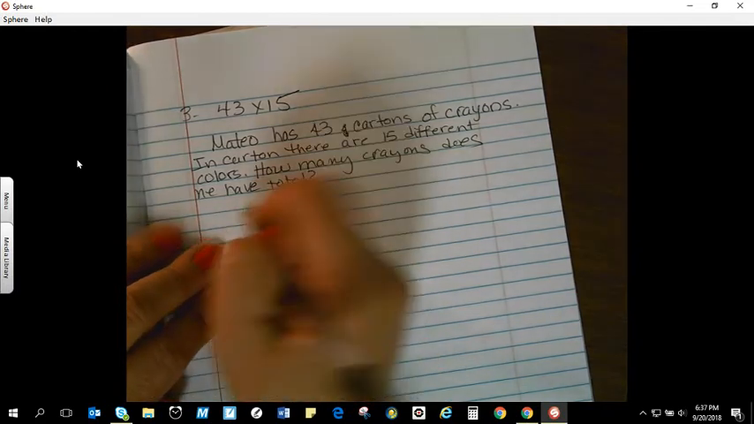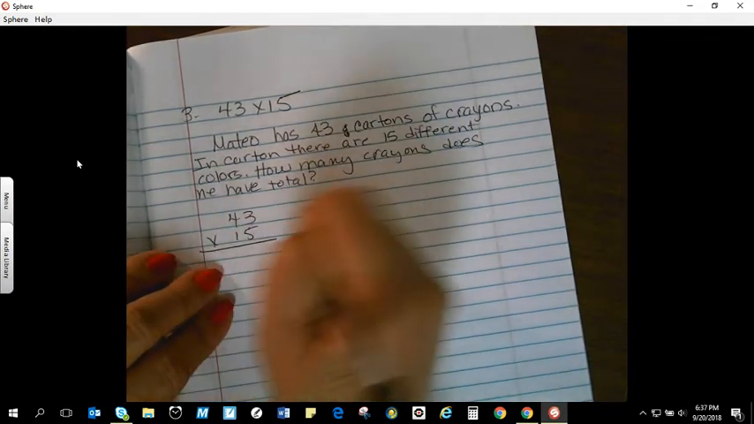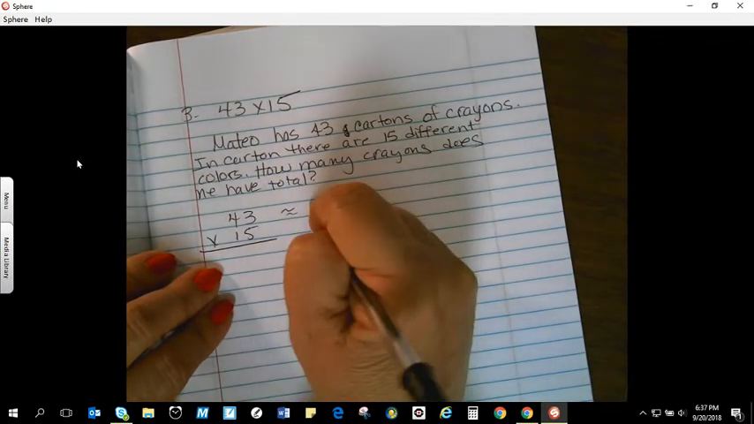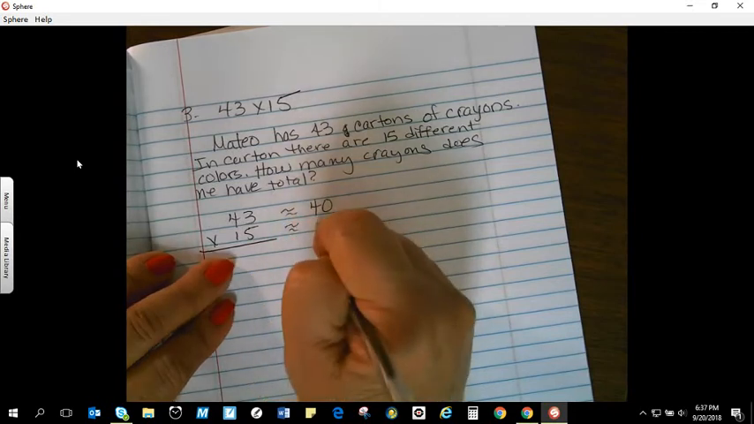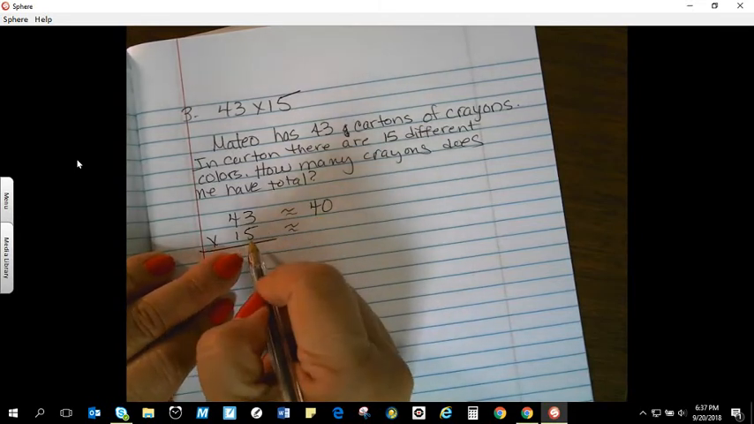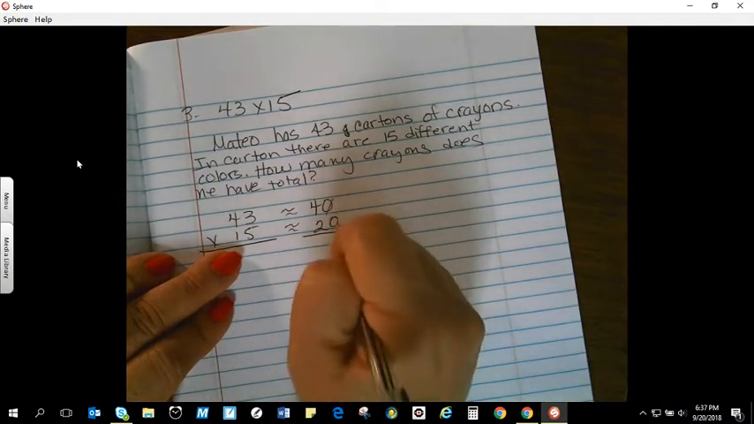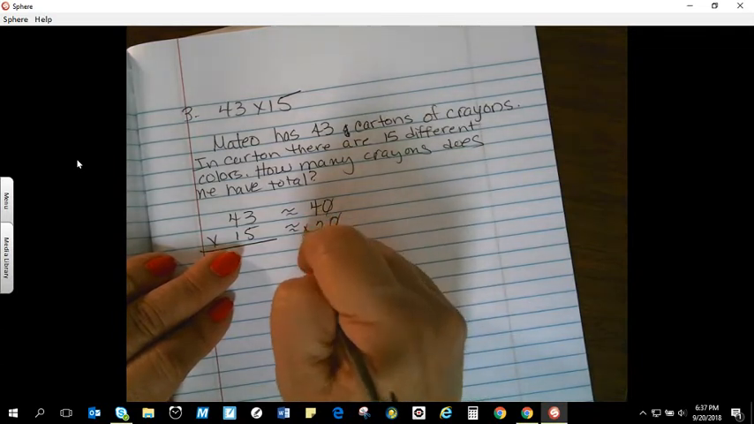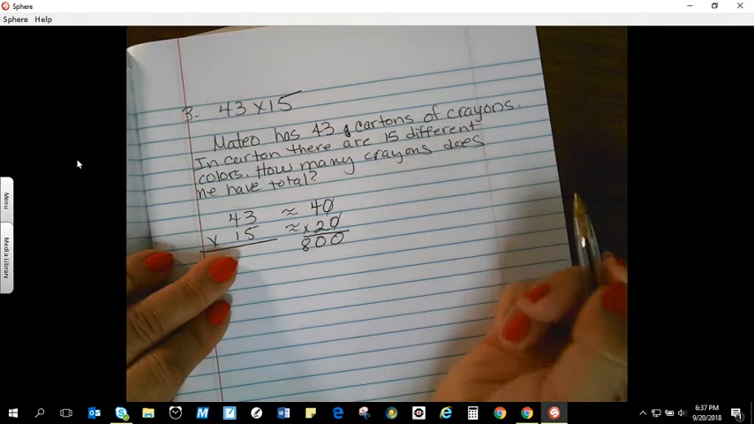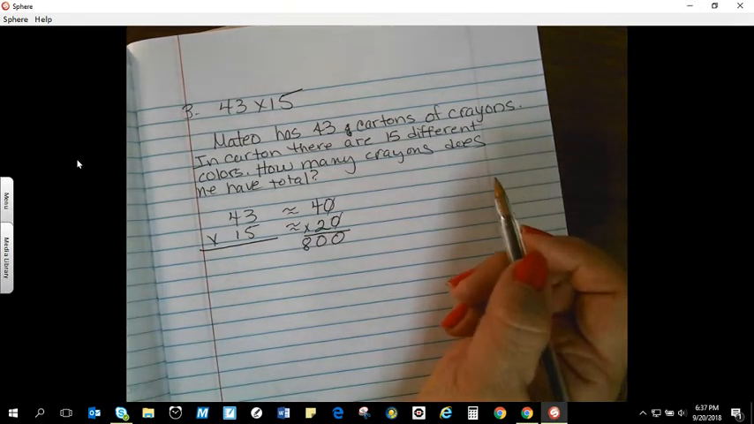Okay, so now I'm going to do 43 times 15. 43 is close to 40. 15 is close to, okay, now look at this. It's right in the middle, so we're going to say that it's going to be closest to 20. I have 2 zeros. 2 times 4 is 8. So it's about 800 that he has. It's a lot of crayons, Mateo.